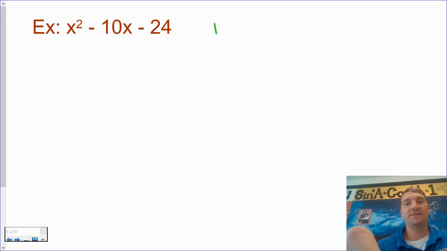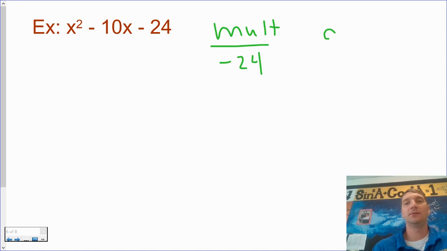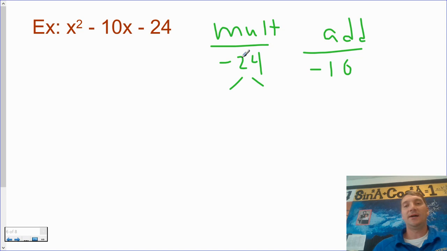I've got a few different negatives here to worry about. This is going to multiply to a -24, and it's going to add up to a -10. So this one, once you start getting a little bit higher and lower numbers to these, you start having to write out a bunch. So for example, I got -1 and 24. I've got 1 and -24. So some people like to write them all out.